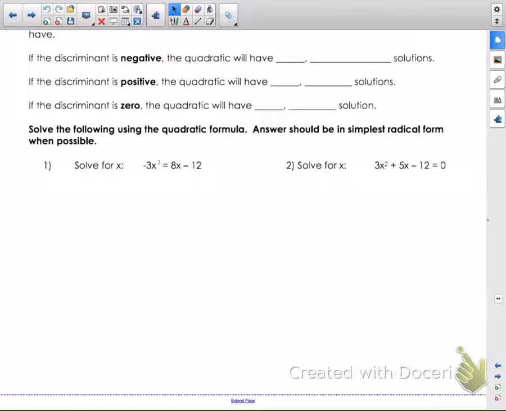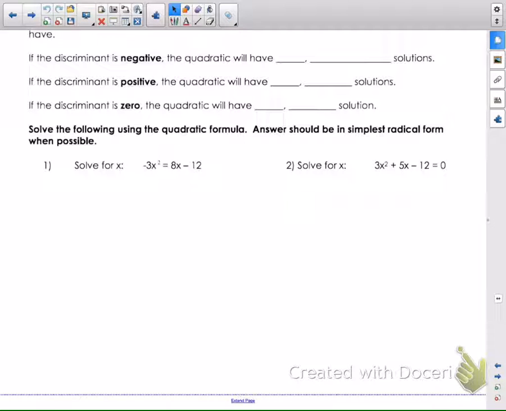Now keep in mind, in number 1, you could choose to move everything to the left. Other people could choose to move everything to the right. You would have different A, B, and C values. They'd be opposites, positives and negatives. But you can still get the same answer together. Okay?